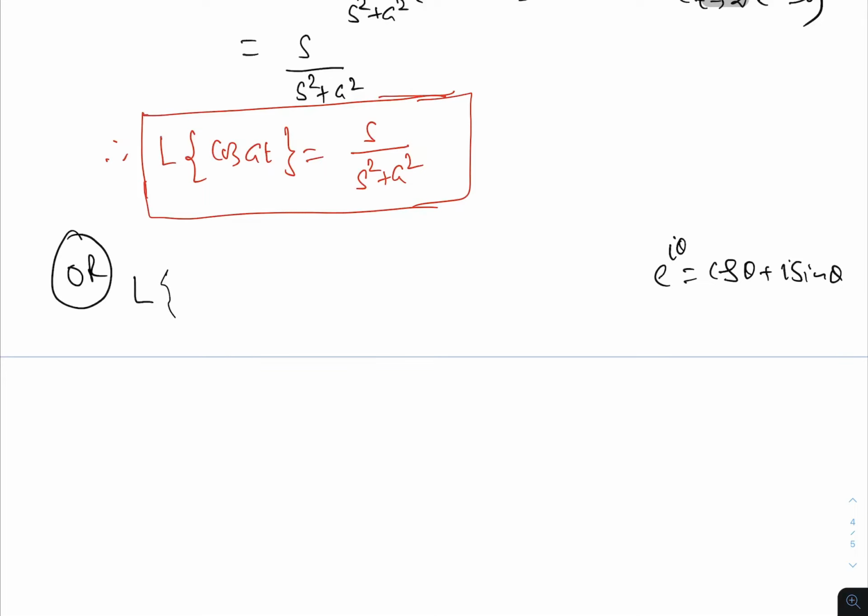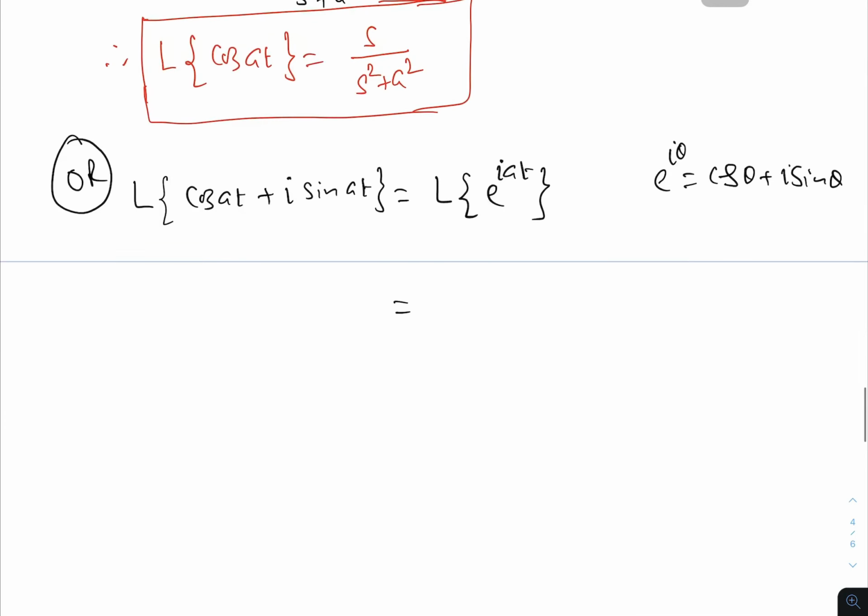Laplace transformation of cosine at plus I sin at as Laplace transformation of e to the power I at. Okay, e power I theta is cos theta plus I sin theta, e power I at is cos at plus I sin at. And now we know the Laplace transformation of e power ax, and that is nothing but 1 upon s minus a.